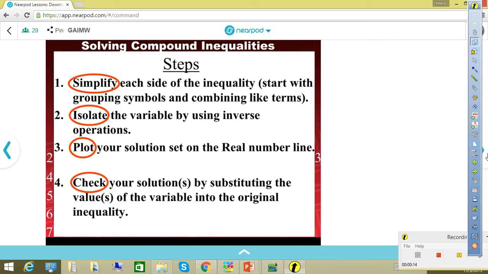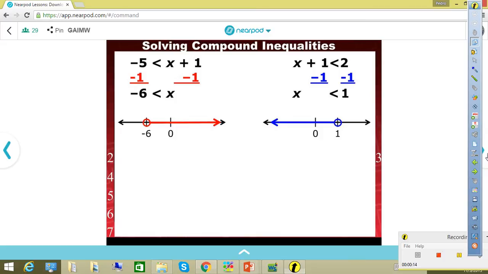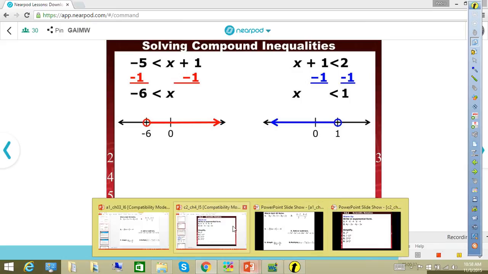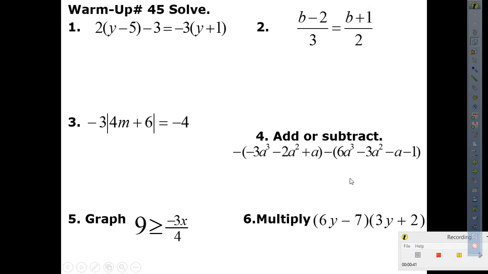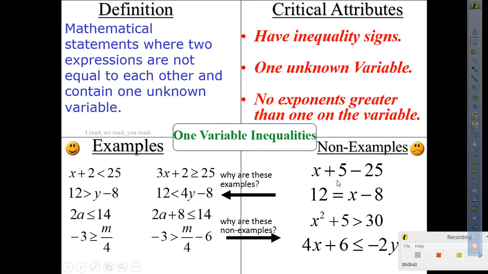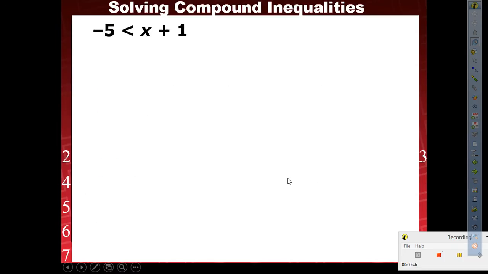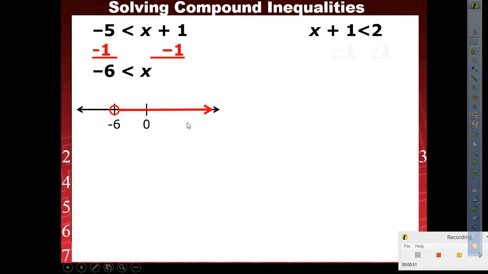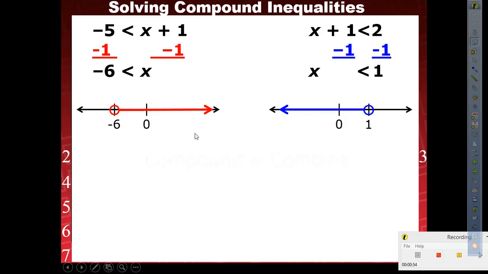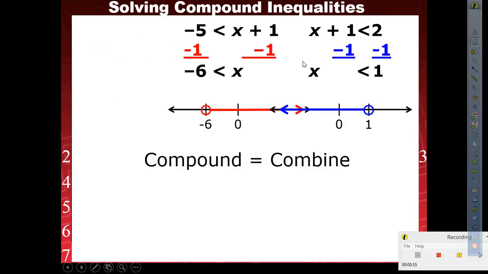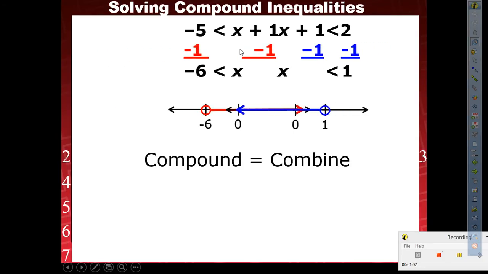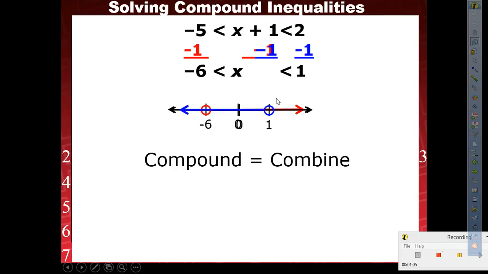Then we go to the first example that we did yesterday. I did some animation yesterday, so let me go over that one again. Yesterday we started with some animation so that I can show you how compound inequalities came together. So here's one. Here's another. I said compound means combine, which means if I move this one over here, and this one over here, all of a sudden it collapses to become a compound inequality. Is that correct?